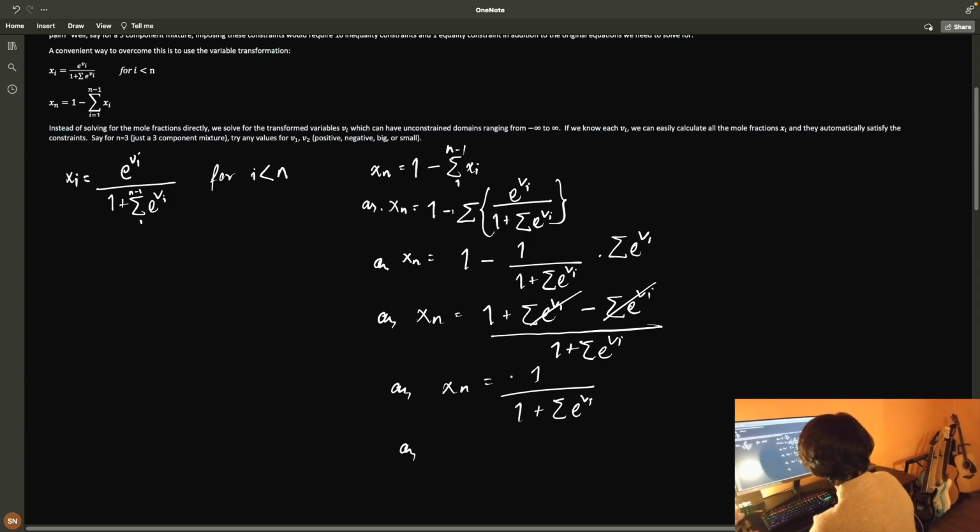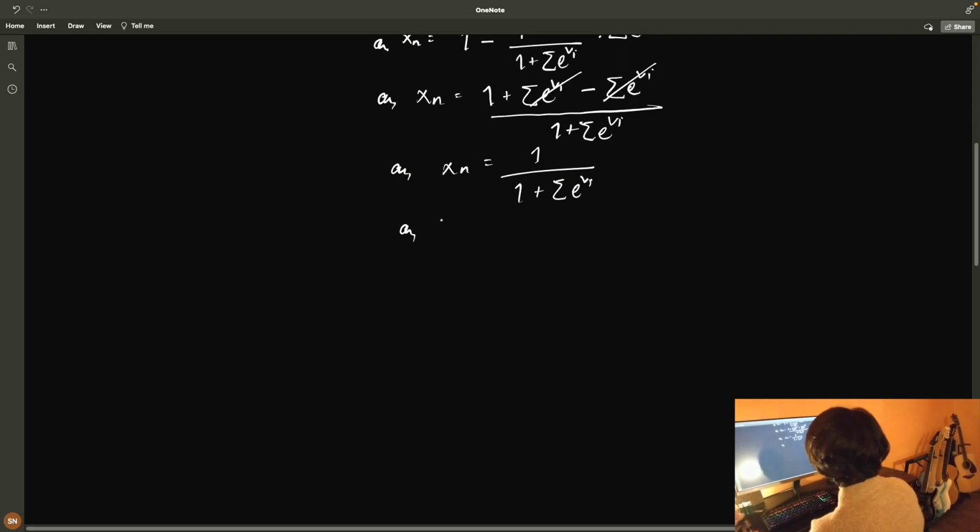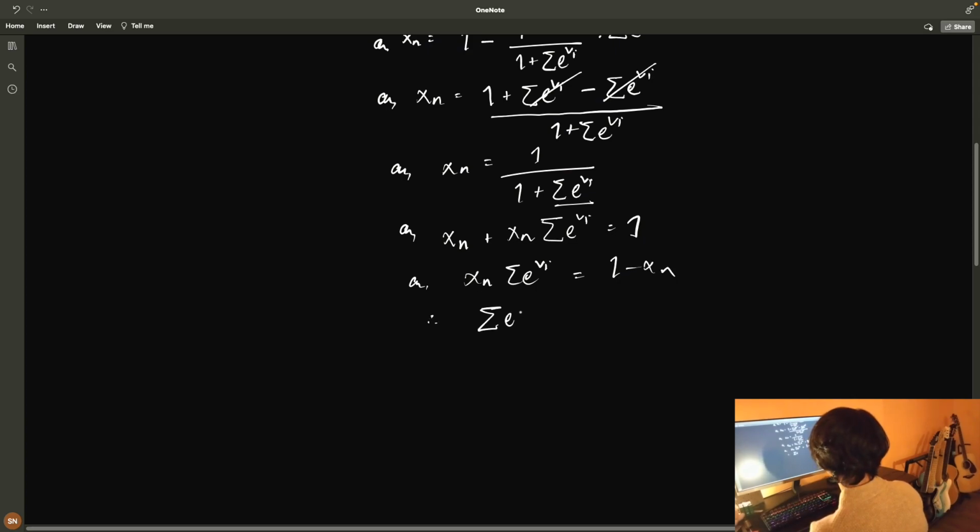Now let's bring this term to one side and the rest on the other. Multiplying on both sides, we get xn plus xn times the summation of e raised to the power of vi equals 1. So we have xn times the summation of e raised to the power of vi equals 1 minus xn. And therefore, we end up with this final expression that says the summation of e raised to the power of vi is equal to 1 minus xn divided by xn. So we get this expression.